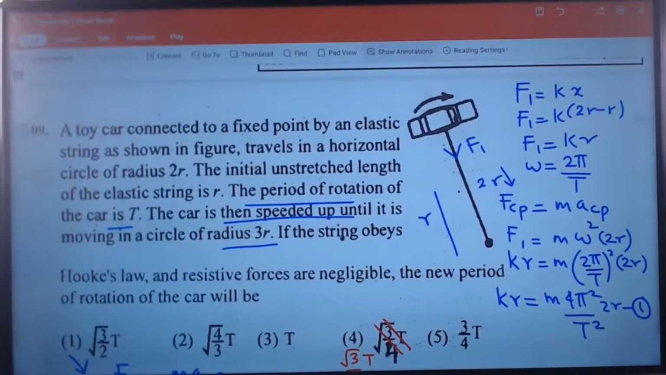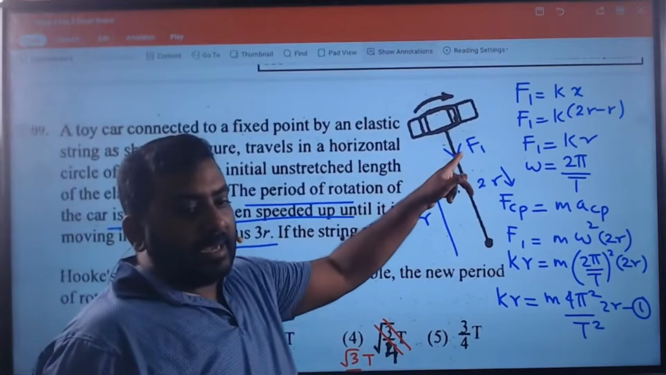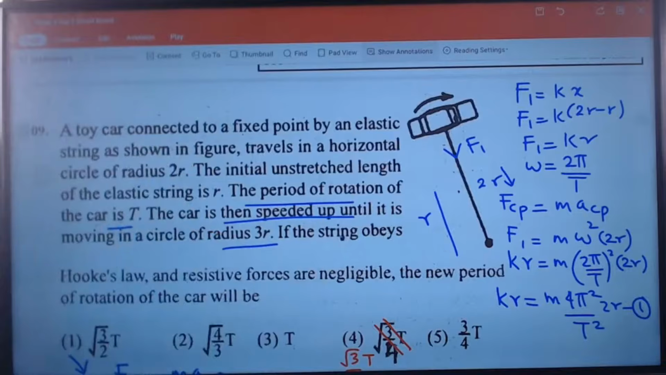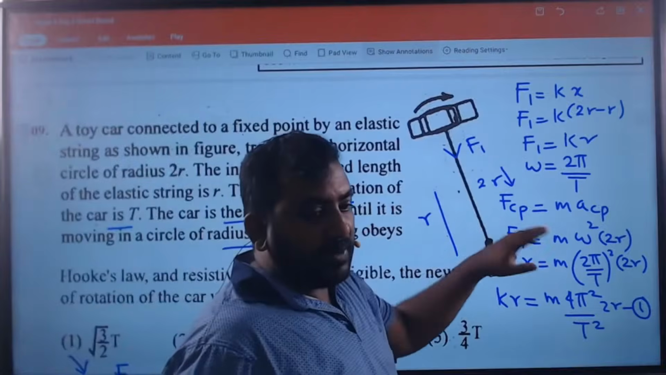Let's write. The elastic force will give us the required centripetal force. Once you need it, write it down quickly.